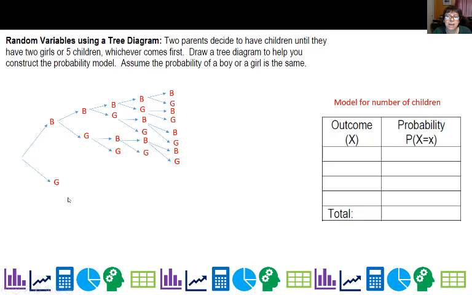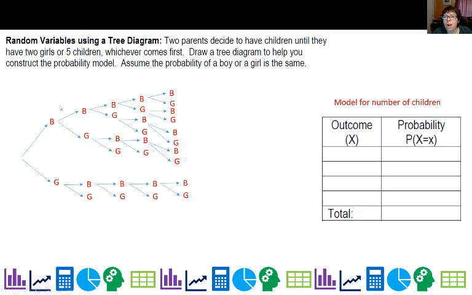All right, now this family, they started off with a girl. So I bet you there are fewer branches down here. So here, if they have a girl there, oh, they're done, right? But if they have a boy, they're going to try again. And same thing there and there.